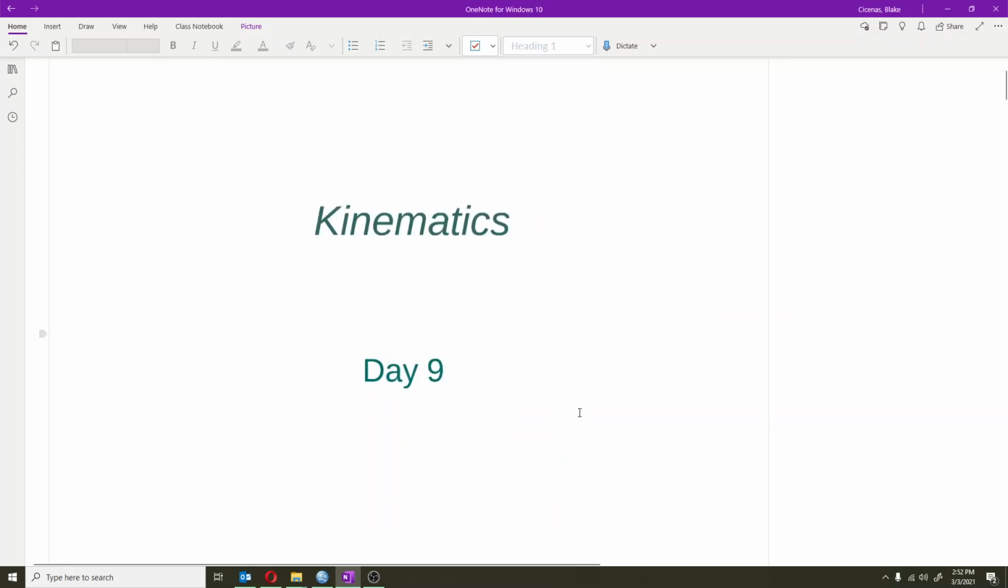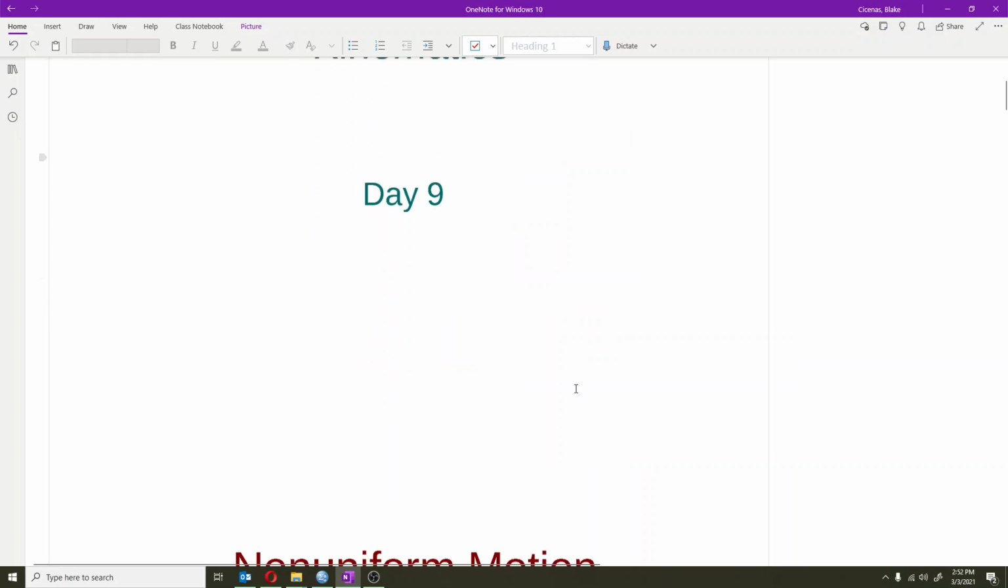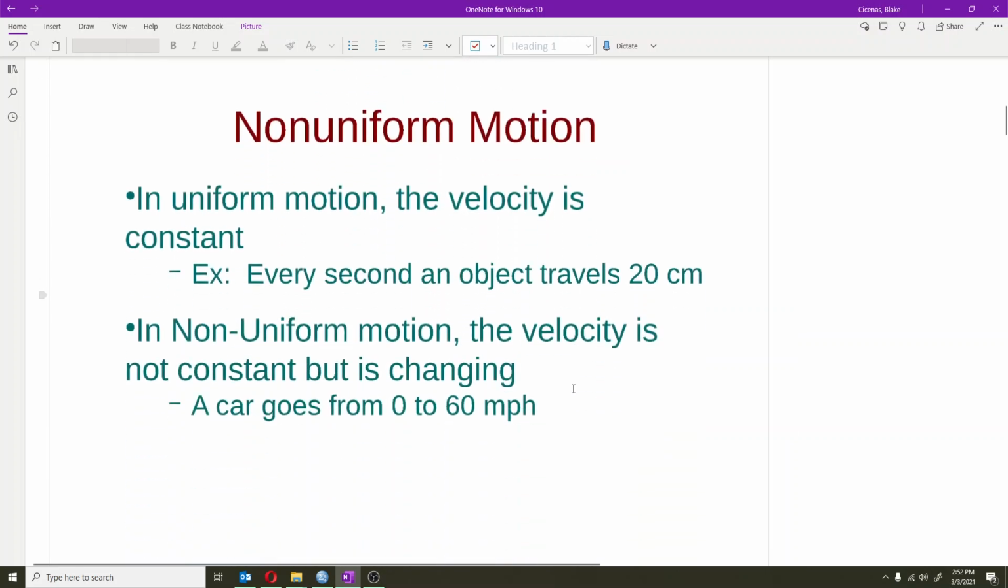All right, day 9, kinematics. Uniform and non-uniform motion. In uniform motion, the velocity is constant. For instance, every second an object travels 20 centimeters. That would be one example.